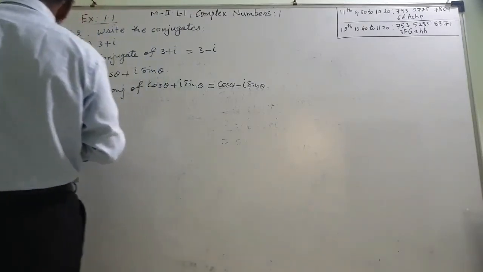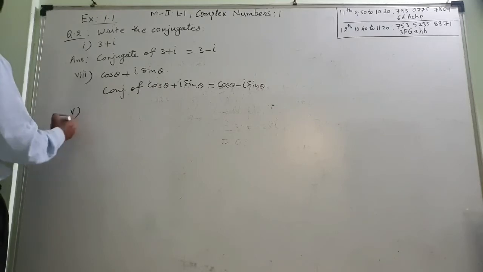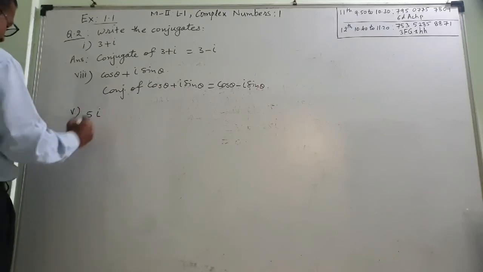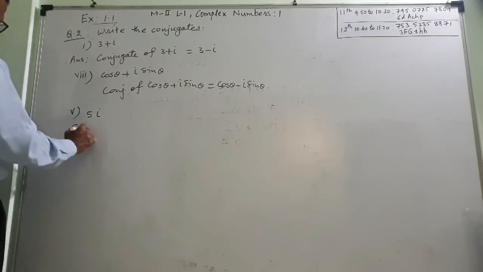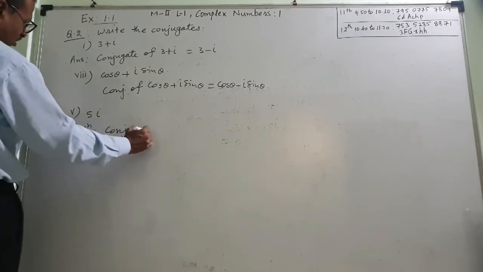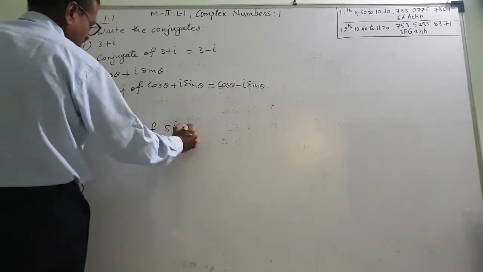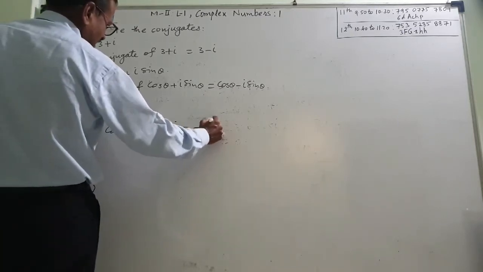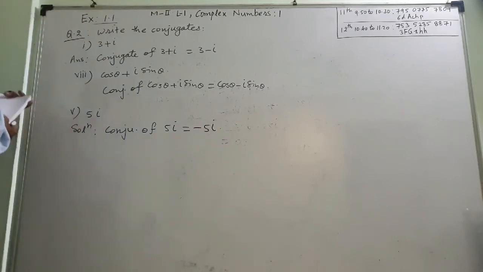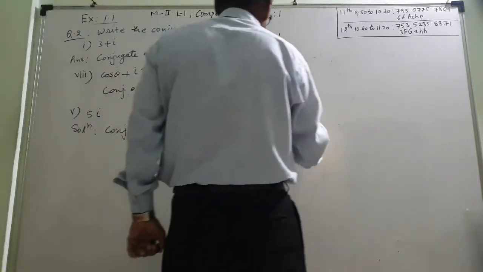Another sum is also there. The fifth sum that I have to take: 5i. Solution: the conjugate of 5i is equal to minus 5i. If I multiply by the conjugate, what happens, that I will tell you.